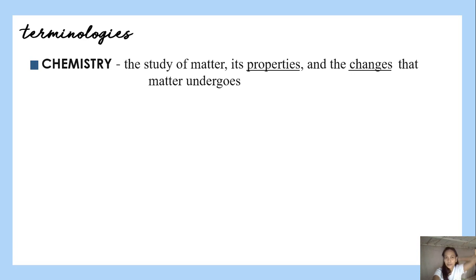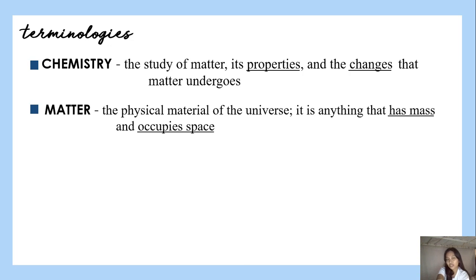So quick throwback. I have here a definition of chemistry that I could connect to my topics. So chemistry is the study of matter, its properties and the changes that matter undergoes. So this matter is basically defined as the physical material of the universe. So basically it is anything that has mass and occupies space.